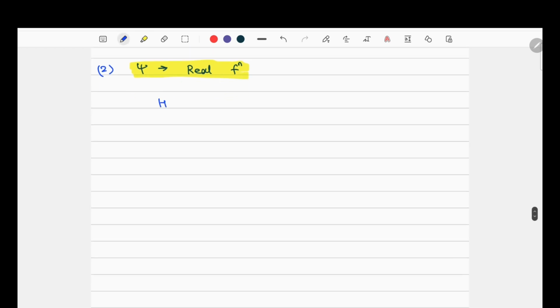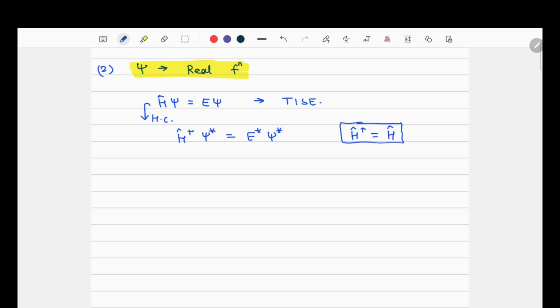Now you know that this is your time independent Schrodinger equation. Now if you take the Hermitian conjugate of this equation, it becomes H dagger xi star equals E star xi star. Now you know that the Hamiltonian operator is a Hermitian operator, and Hermitian operators follow this property, due to which this equation can be written as H xi star equals E xi star, because E is a real value.